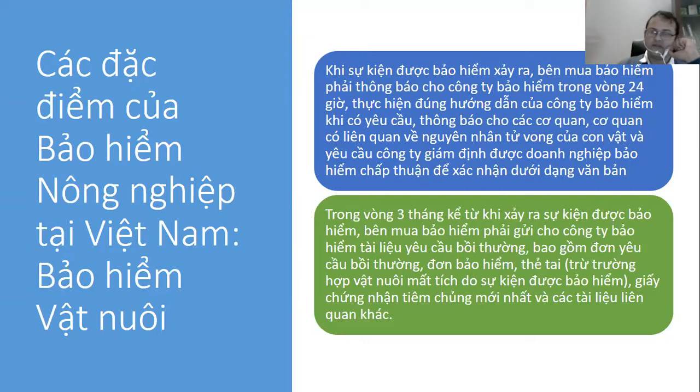Firstly, notify as soon as possible. So within a day, basically, within 24 hours, they must notify. They shouldn't wait a long time after the animal has died. Then they should follow the instructions that the insurer gives them. They should also notify the relevant agencies or authorities about the reason for the animal's death.